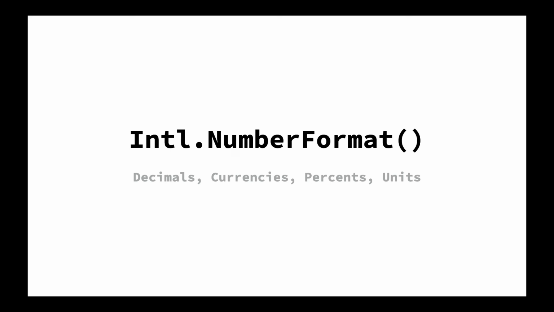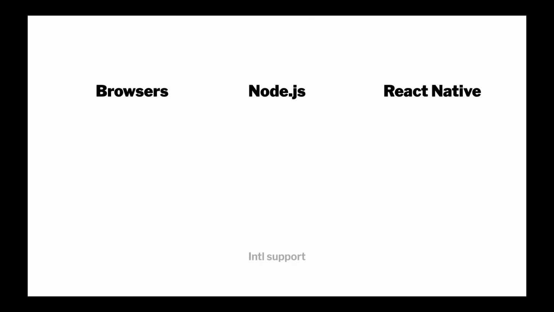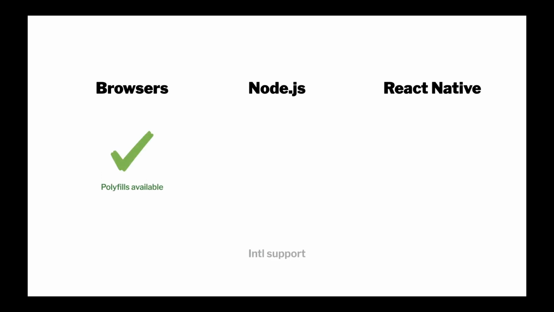Okay, numbers as well. I won't go into any details. I had some short demo, but number format basically can be used to format different decimals, currencies, percents, units of measurements. The support in browsers, it's supported for a long time, but because the API is so large, probably not all the options are available in all the browsers because they keep getting added. But being an API, it is very easy to polyfill.